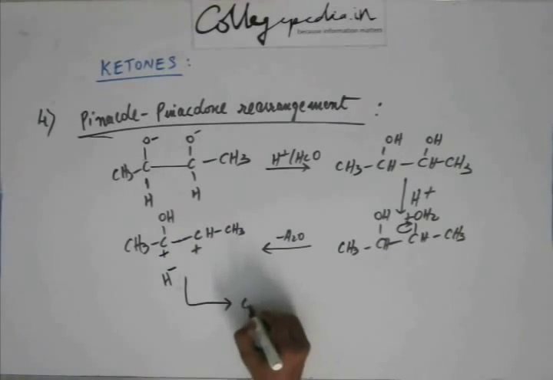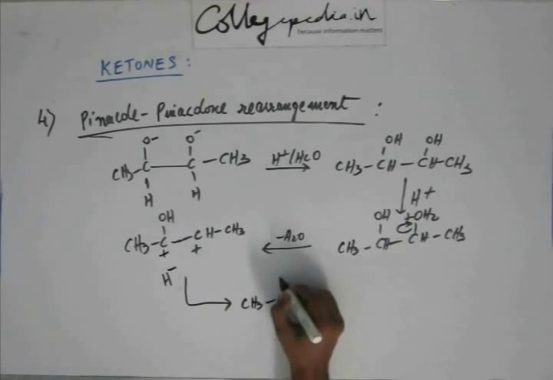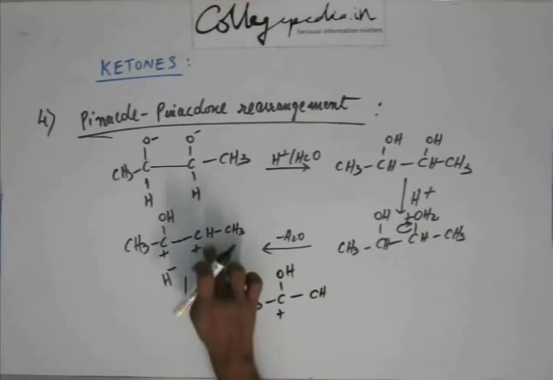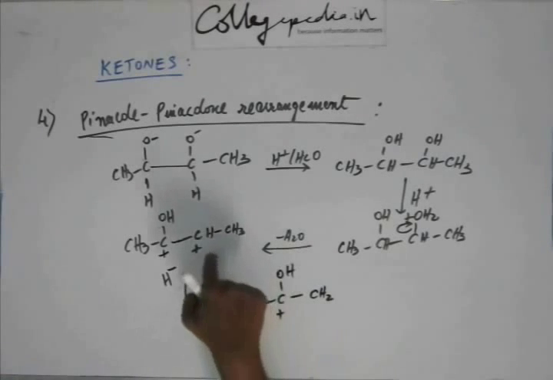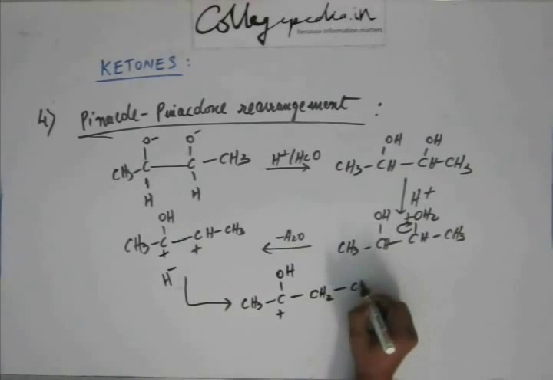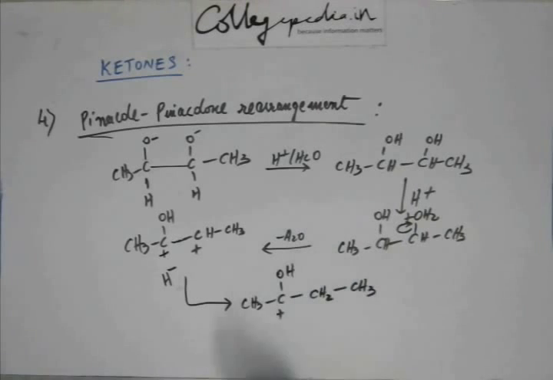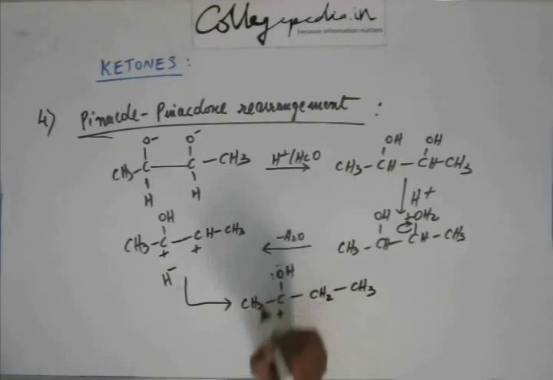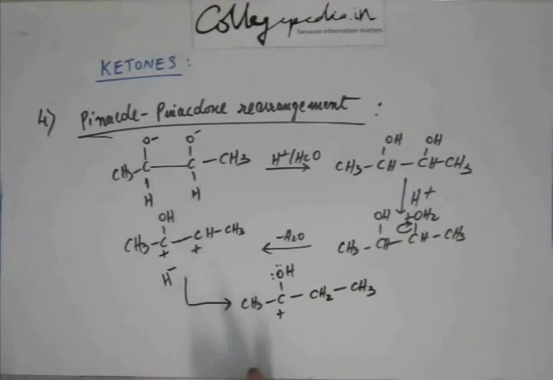When that happens, you will get something like this. This C already had one hydrogen, another hydrogen comes, that becomes CH2, and then a CH3 group. Now see, this is a situation where you can get a very highly stable double bond, C double bond O.